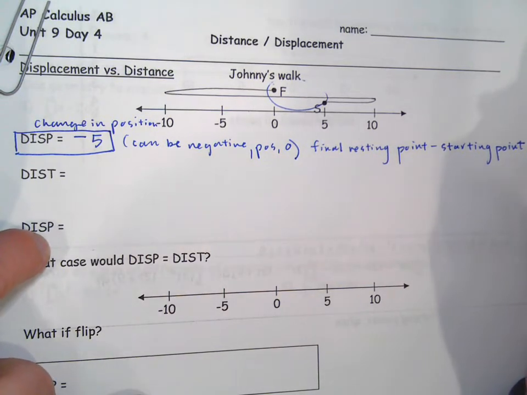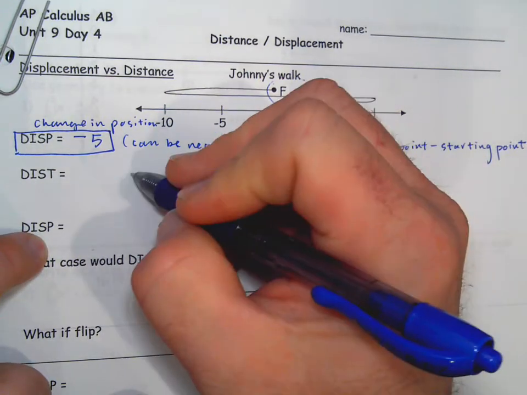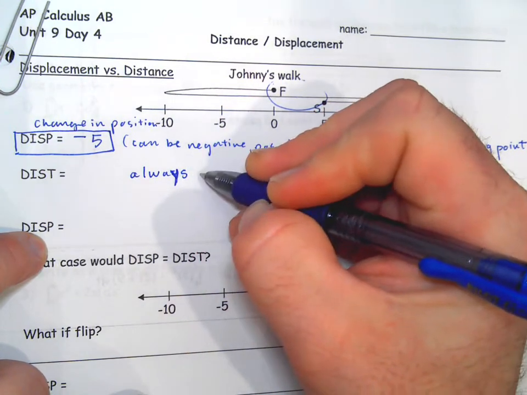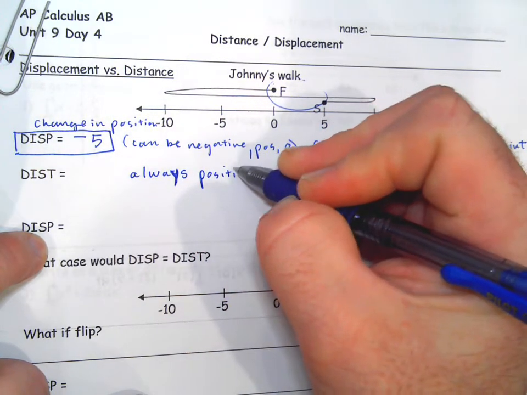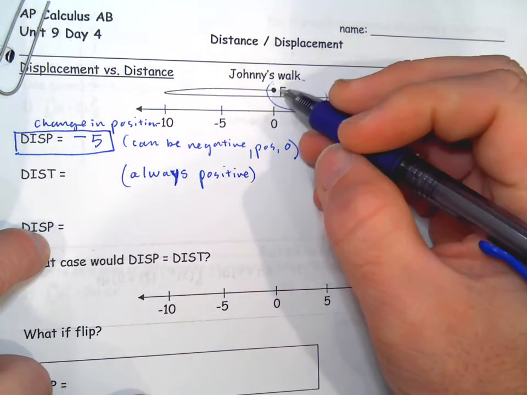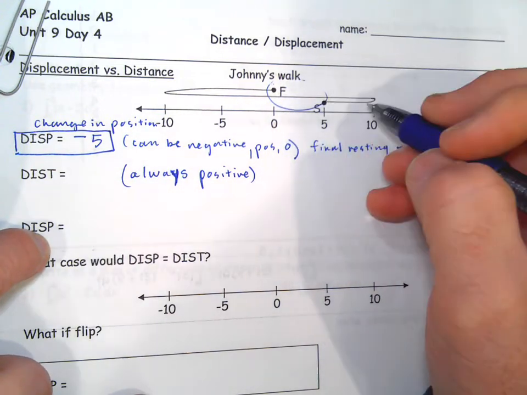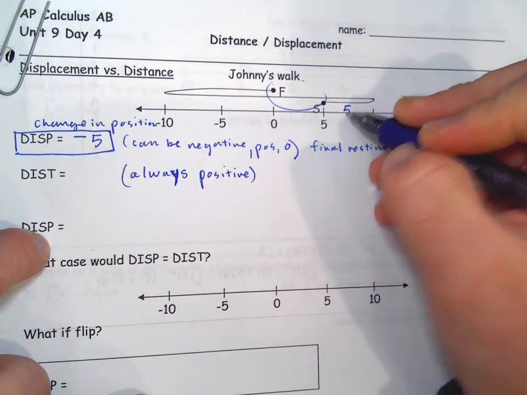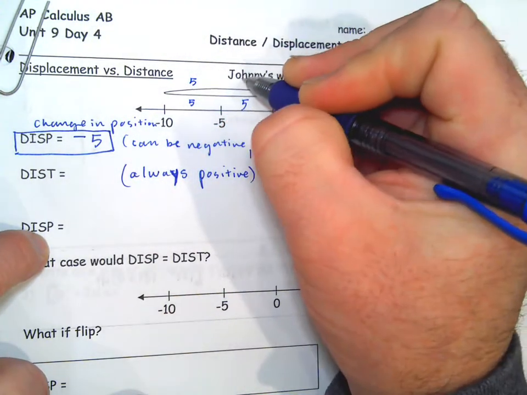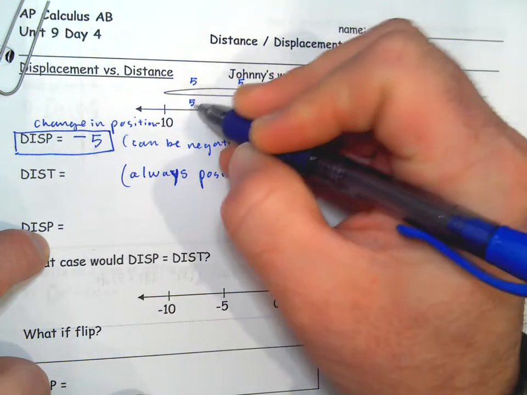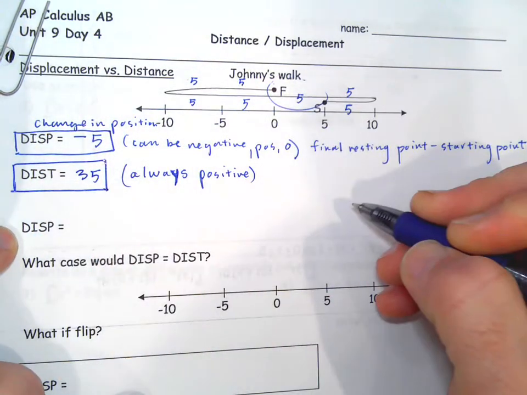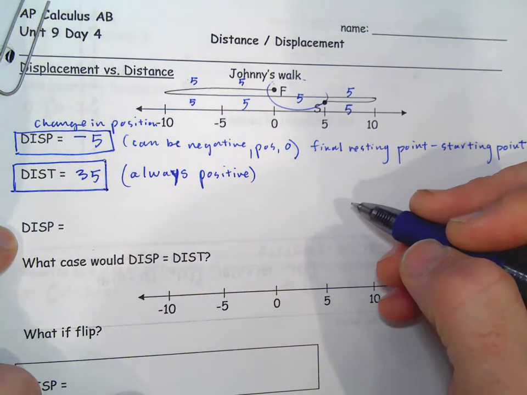That's displacement. Distance has to always be positive. You cannot have negative distance. And distance does care about the path you took. Displacement doesn't care about how you got from the start to the end, just where you ended and where you started. But distance would be like, okay, that's 5. Here's another 5, another 5, another 5, another 5, another 5. 5, 10, 15, 20, 25, 30, 35. The distance traveled is 35 units. It's got to always be positive.